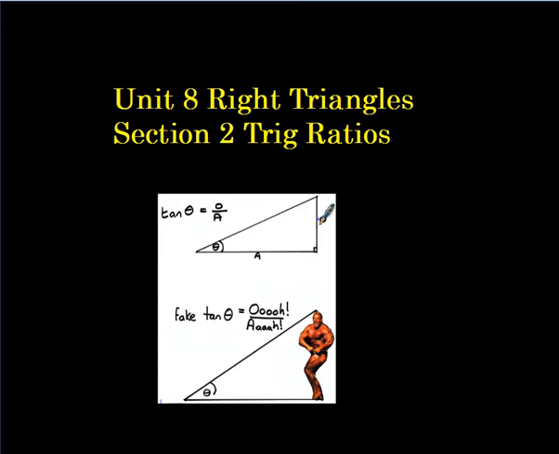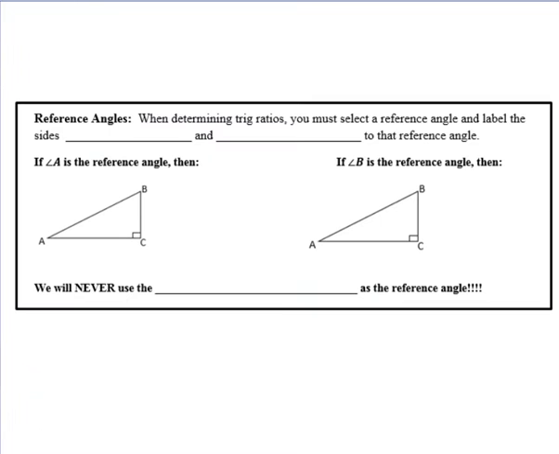We are getting into trig. We're going to look at some trig ratios here, one of them being tangent, or tan. Before we start talking about the trig ratios, it is important to understand something called a reference angle. Keep in mind we are dealing specifically with right triangles, so we're always going to have a right angle in every triangle that we do here.